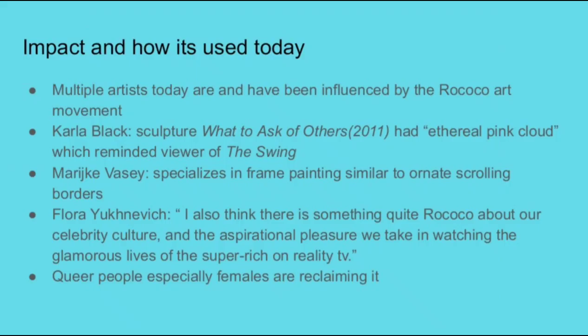Rococo and its impact and how it's used today. Multiple artists today are and have been influenced by the Rococo art movement. Carla Black's sculpture, What to Ask of Others, had an ethereal pink cloud, which reminded viewers of The Swing. Meredith Vassie specialized in frame painting, similar to ornate scrolling borders.